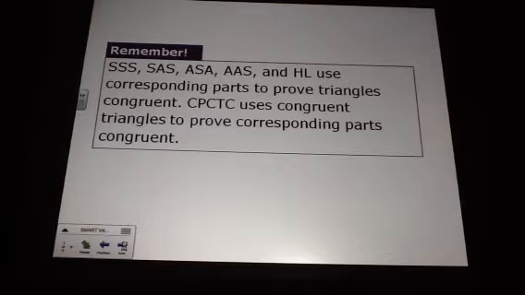Remember, side-side-side, side-angle-side, angle-side-angle, angle-angle-side, and hypotenuse-leg are postulates that you use corresponding parts to prove triangles congruent. When we use CPCTC, we have to first prove the triangles are congruent, then we can go back and say the corresponding parts are congruent.